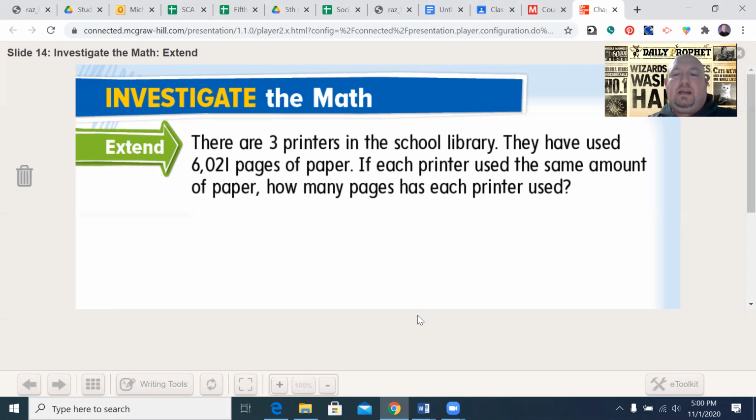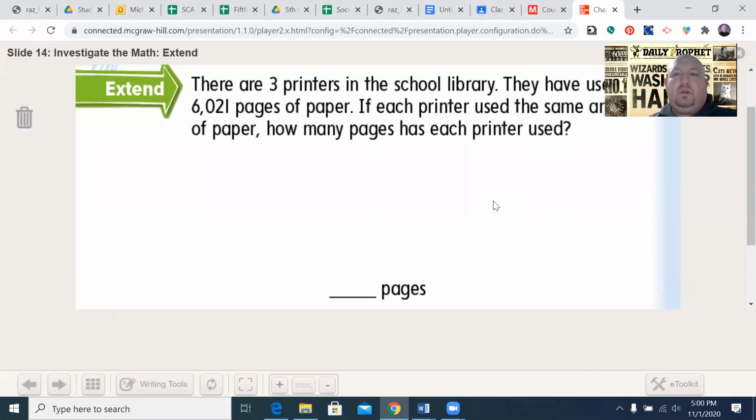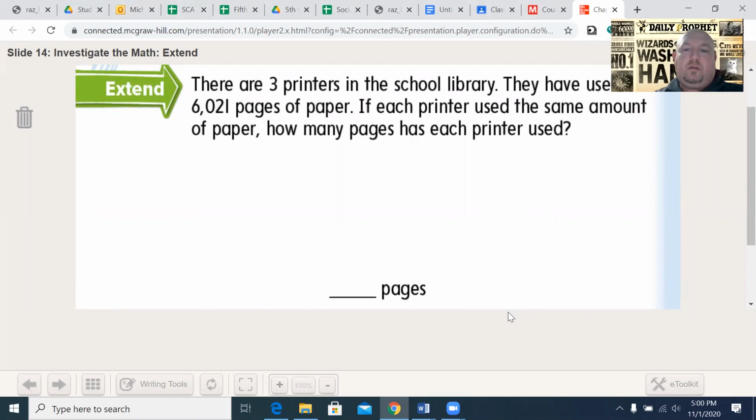So let's go ahead again and get my annotation tool. Make me some room, of course. I'm going to do the drawing again. It's 3 into 6,021. I bet you some of you already have this done in your head.